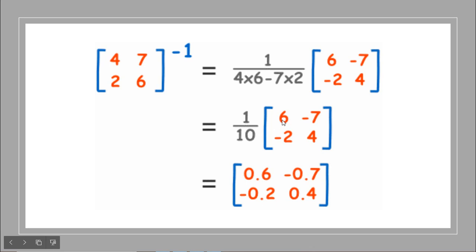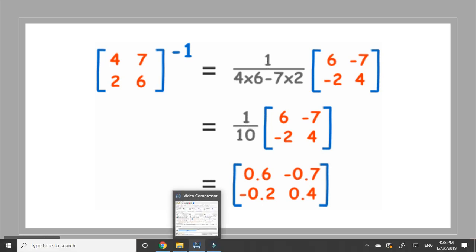So when you divide 6 by 10 it will be 0.6, and when you divide -7 by 10 it will be -0.7, and when you divide -2 by 10 it will be -0.2, and when you divide 4 by 10 it will be 0.4. Okay, so this is the way to find the inverse of a matrix.